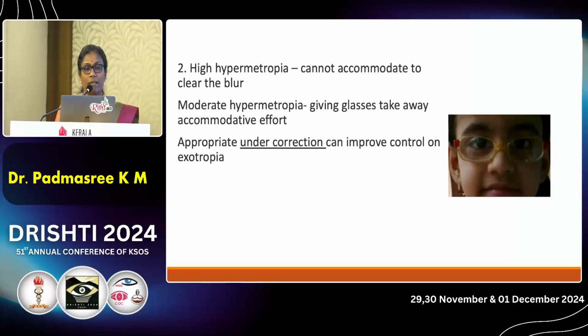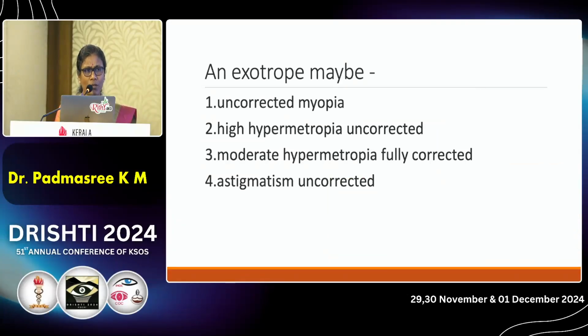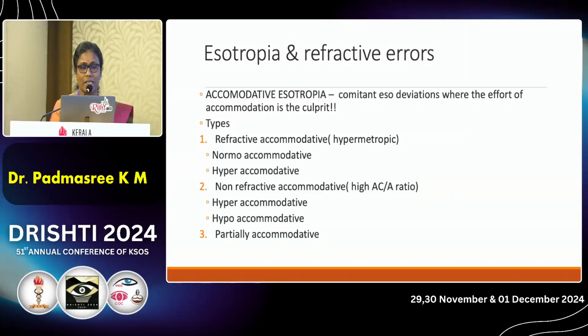So appropriate undercorrections can improve control of exotropia in hypermetropes. Astigmatism, you have to fully correct it in children. Here, this child had -4 diopter cylinder of astigmatism. She has a large angle exotropia for distance and near, and giving her spectacles has improved her near vision control over exotropia. So, an exotropia can be any refractive error. So, you have to find out from retinoscopy and manage accordingly.